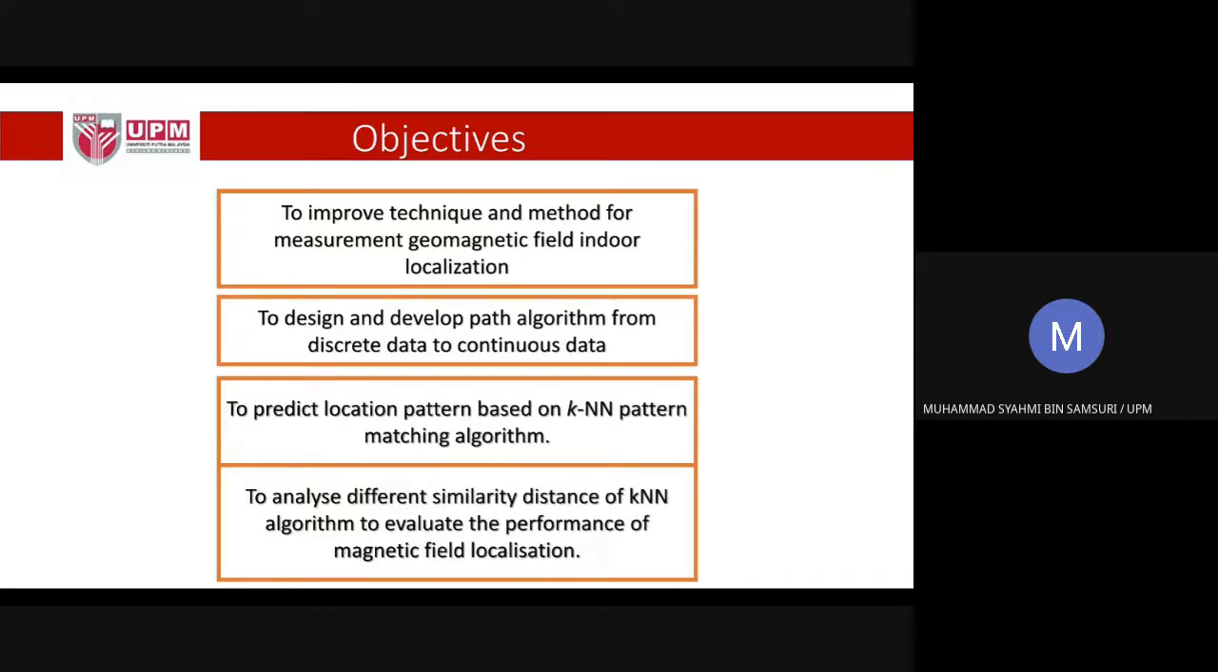My research objective is first to improve the technique and method for measuring the geomagnetic field for indoor localization. Next is to design and develop a path algorithm from discrete data to continuous data. The third one is to predict location pattern based on the KNN pattern matching algorithm. And the last one is to analyze different similarity distances of the KNN algorithm to evaluate the performance of magnetic field localization.